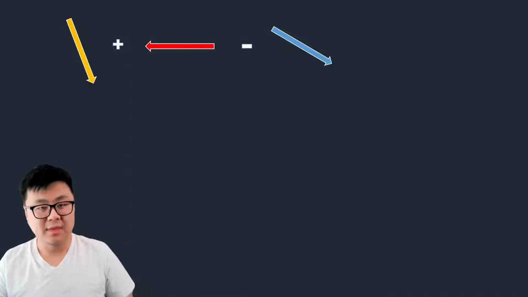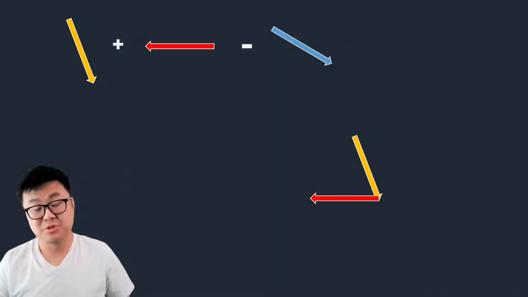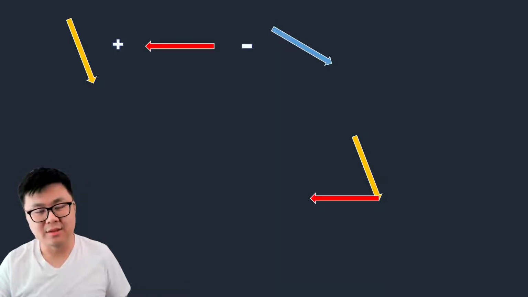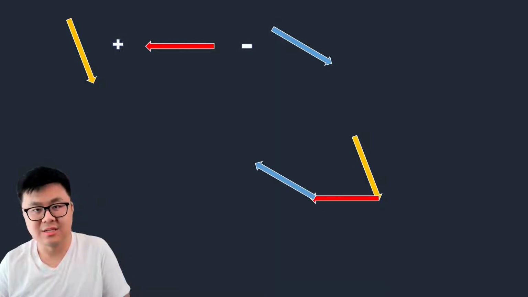Alright, so let's start with the yellow vector here, and we're going to connect the red vector onto the yellow vector, head to tail, like that. Now we're subtracting the blue vector, which means we're adding the negative version of that blue vector, which means we're going to flip the blue vector and then add it onto our red vector, just like so.